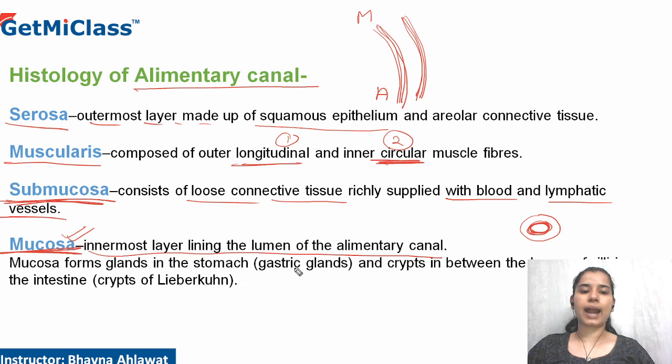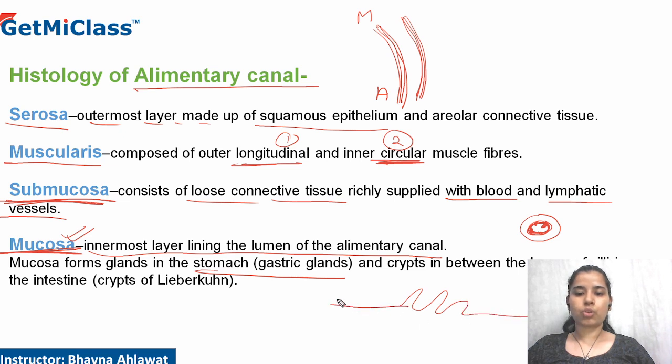Mucosa forms glands in the stomach, meaning in the internal part they also have glands or cells in them. Those will help in the process of digestion. Like in the stomach, they make gastric glands. In the small intestines, they make villi to increase the surface area, like this. So mucosa is very important. It helps in a lot of functioning in our alimentary canal.